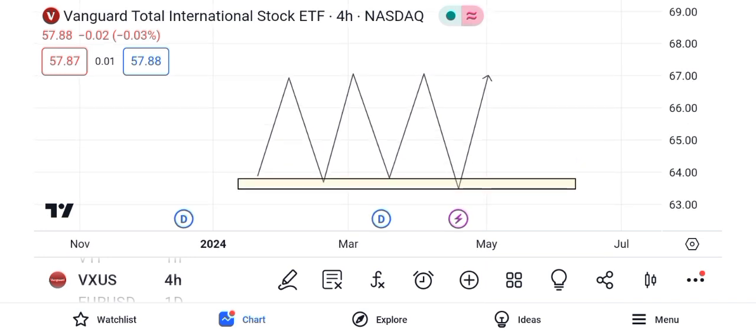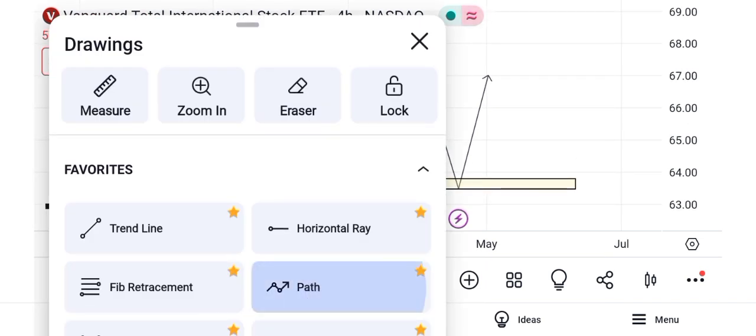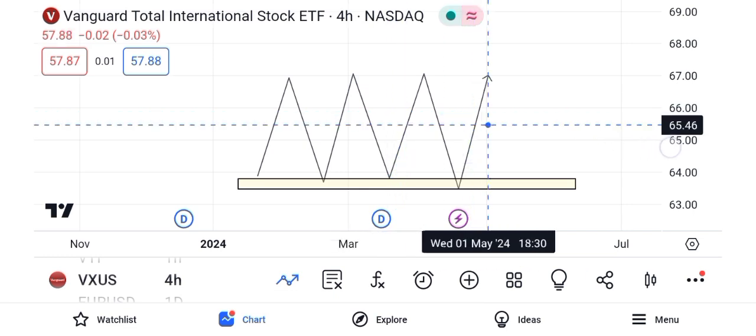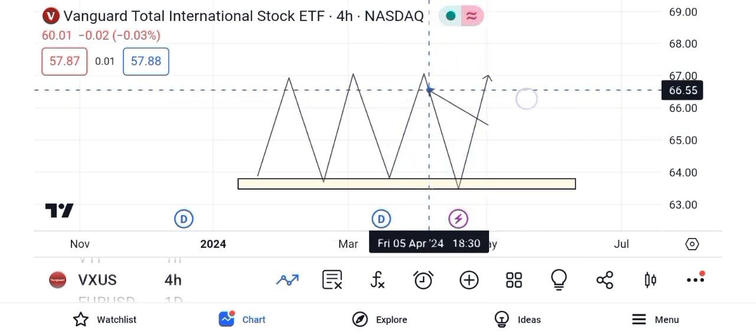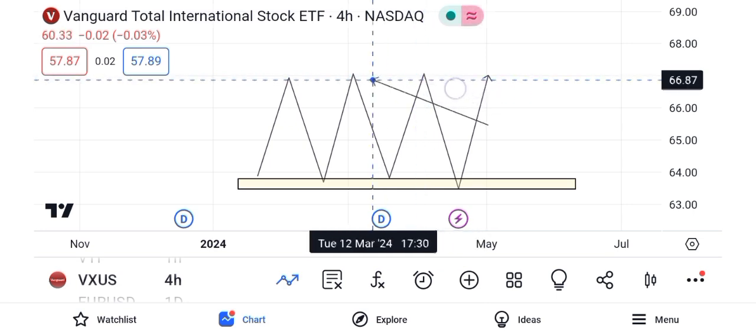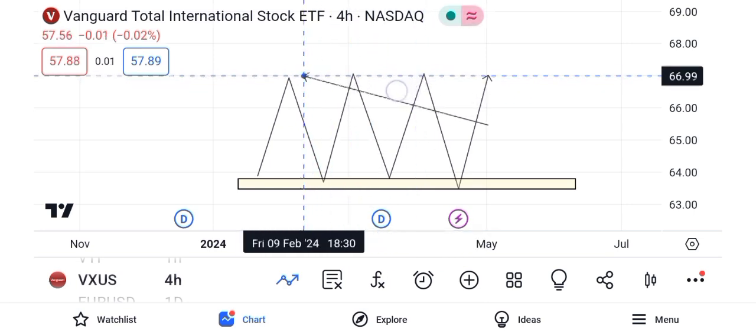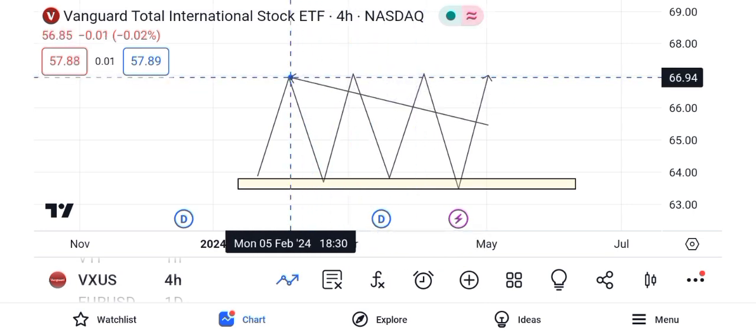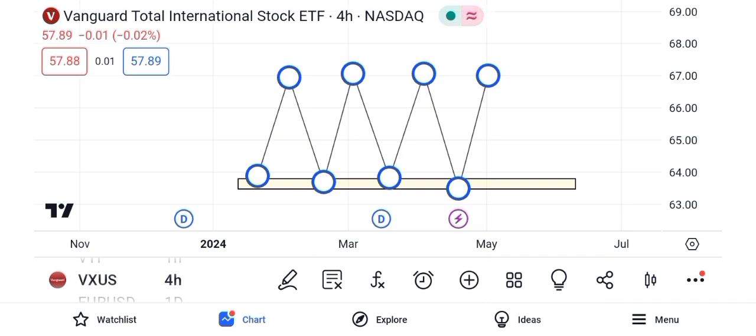So now, moving ahead with the resistance level. For the resistance level, first of all, you have to identify the equal highs. You notice that we have a high here, and we also have another high here, and another high here. Now we are going to take our rectangle tool and draw it through those equal highs.